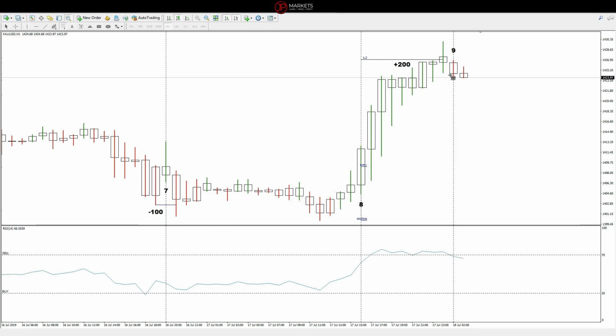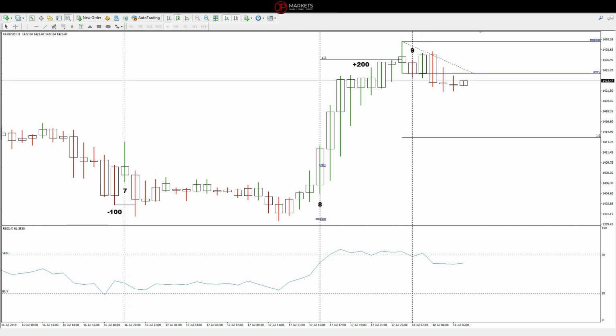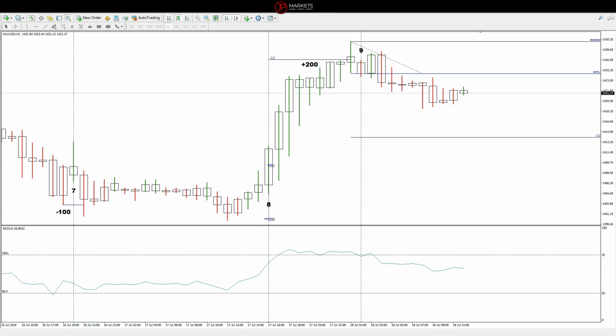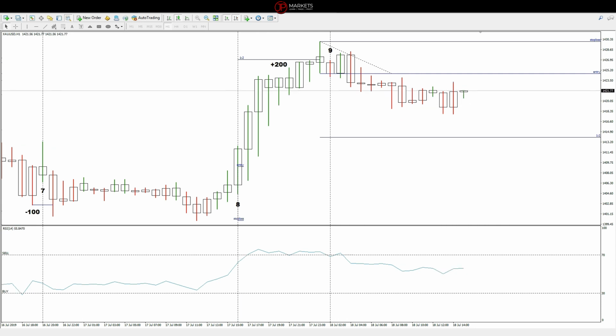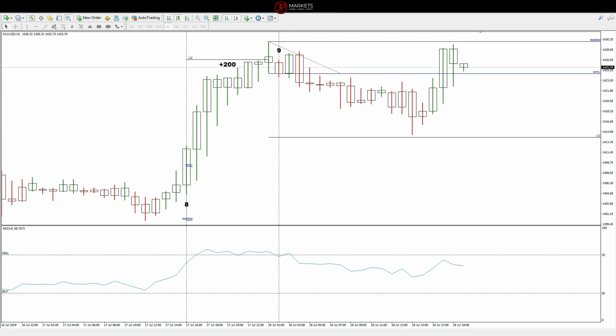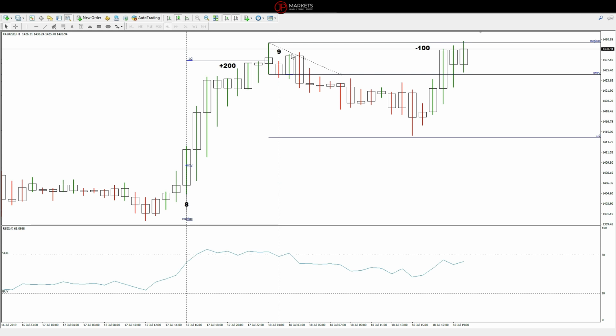Starting trade number 9, risking another $100 on this deal. Halfway to our take profit. Oh, just missing it there. And hitting stop loss. So we lost $100 on that deal.